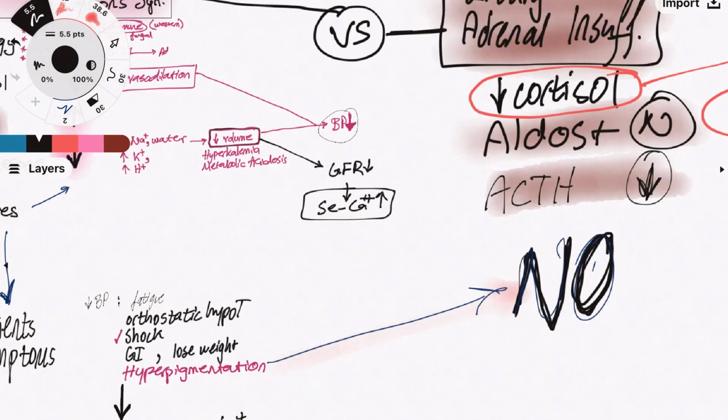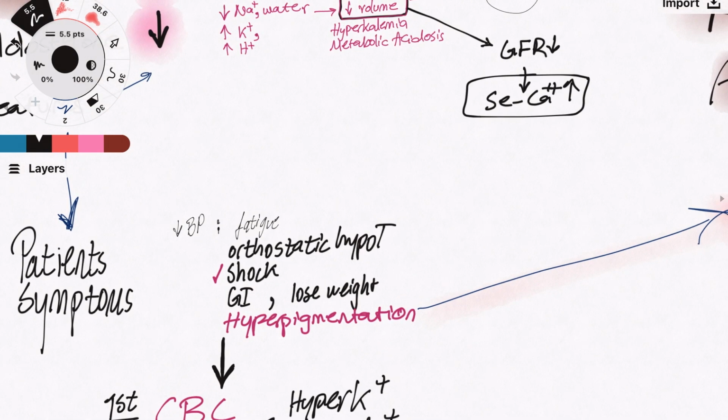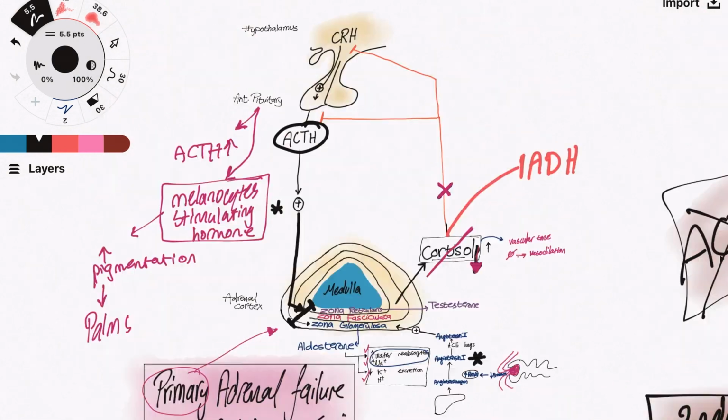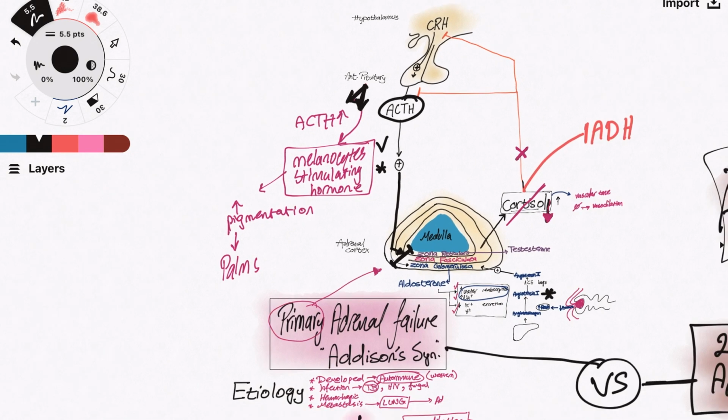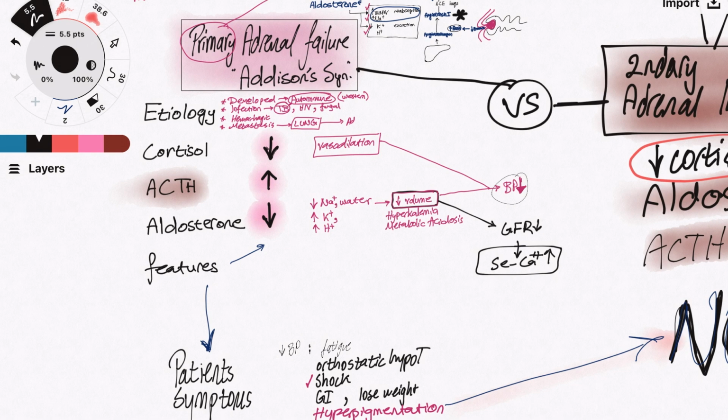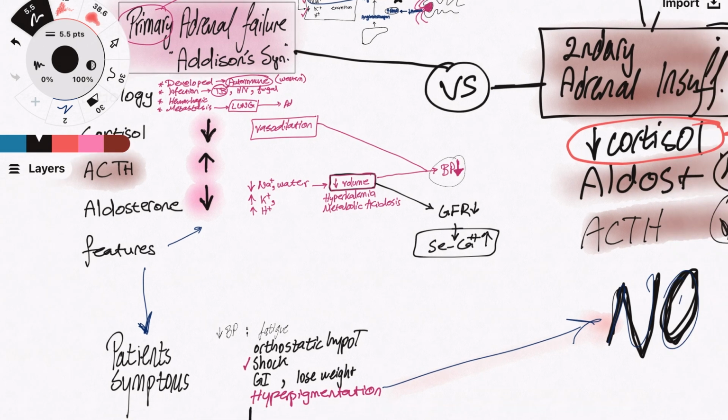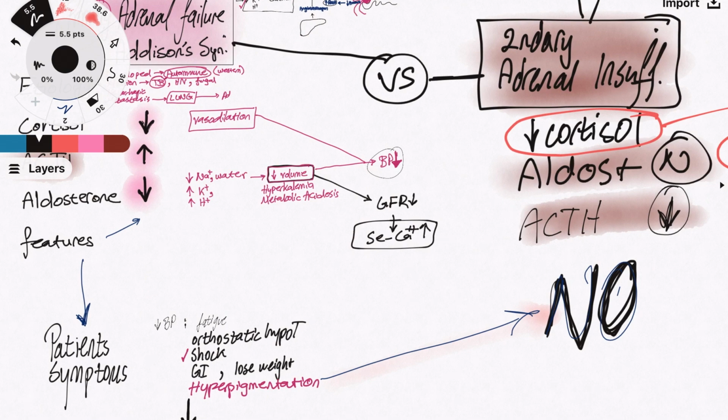Is there hyperpigmentation? If yes, this means we have so much ACTH, right? Because we said that the melanocyte stimulating hormone is produced together with ACTH. It is not produced alone, right? So therefore, if we have hyperpigmentation, this is indicative of primary adrenal failure. If we don't, then this is a secondary adrenal insufficiency.